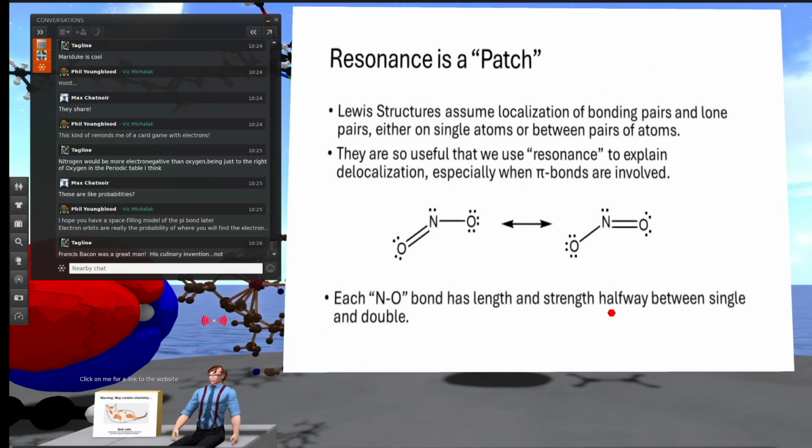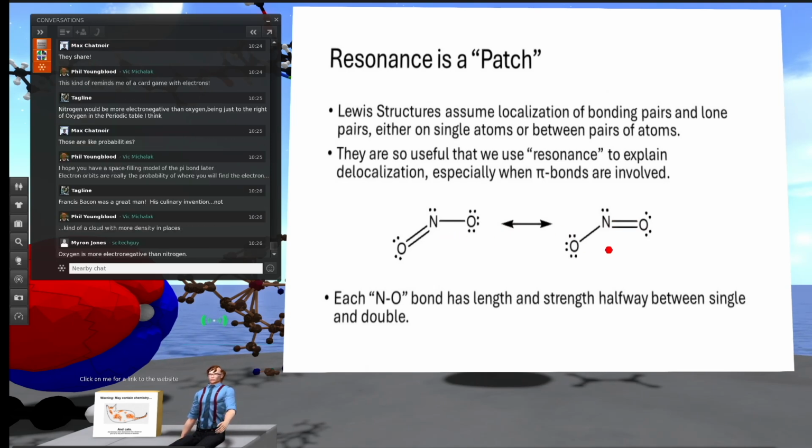Resonance, this idea that we can move electrons, is a patch on the theory. The double-headed arrow is supposed to indicate that we're just moving the representation of the electrons around. We're not moving any of the atoms, and both of these contribute in some way to the actual electronic structure. This is so useful that we continue to use it, even though we have more accurate methods of figuring out where electron density is.